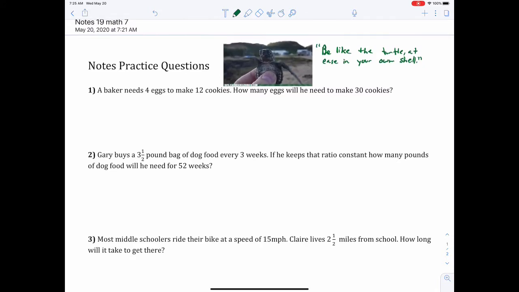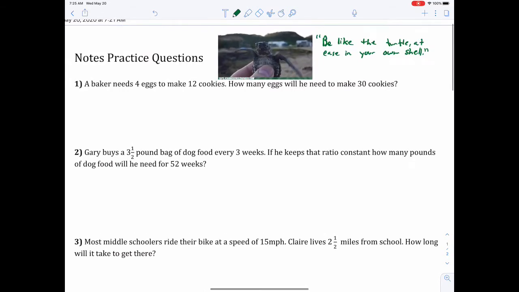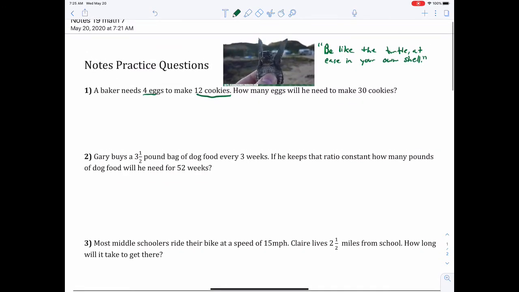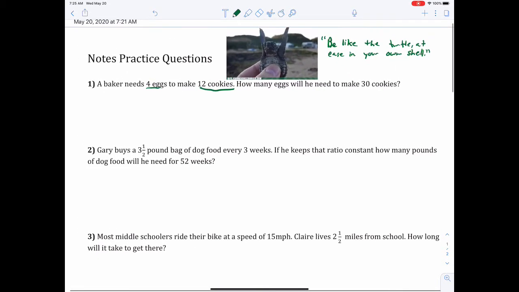All right. So let's look at number 1 here. A baker needs 4 eggs to make 12 cookies. Picture that happening. How many eggs will he need to make 30 cookies? Well, there's a couple ways you can go about this, but I'm really going to recommend setting up a proportion because this is a ratio. 4 eggs for 12 cookies.